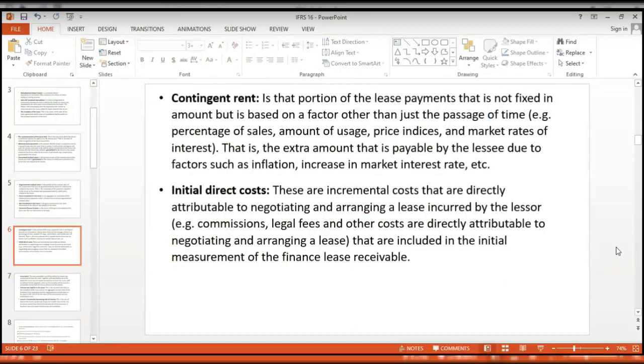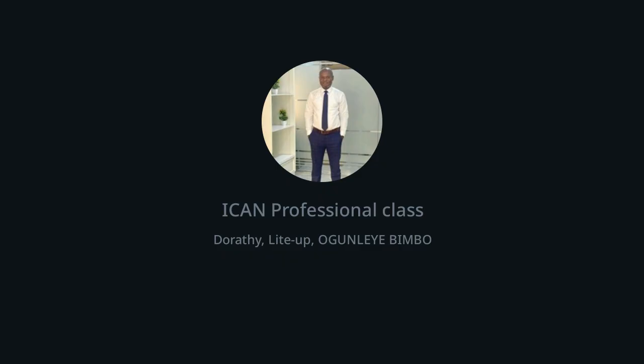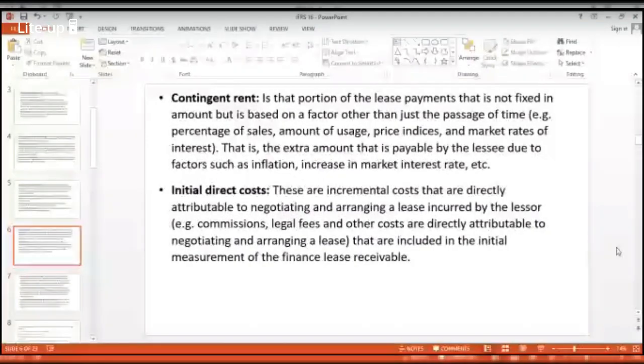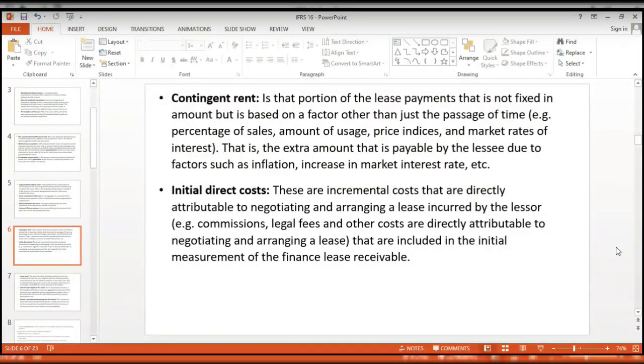So we have contingent rent. It is that portion of the lease payment that is not fixed in the amount, but is based on a factor other than just the passage of time. It's not fixed in the amount of the lease, but it's based on a factor other than the passage of time, e.g. percentage of sales, amount of usage, price indices, and the market rate of interest. Rate of interest may change. All those things are contingent rent.